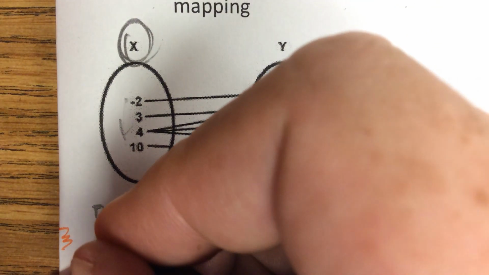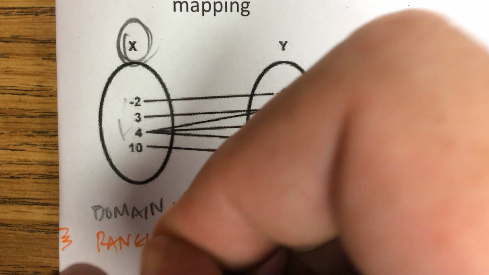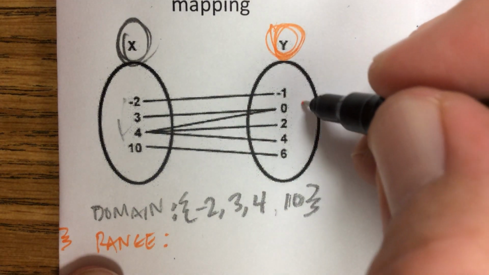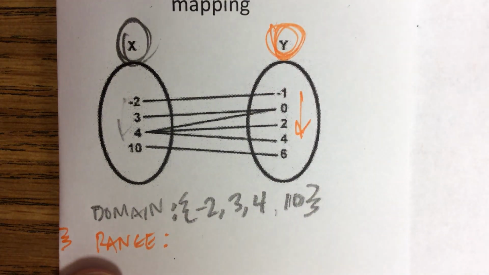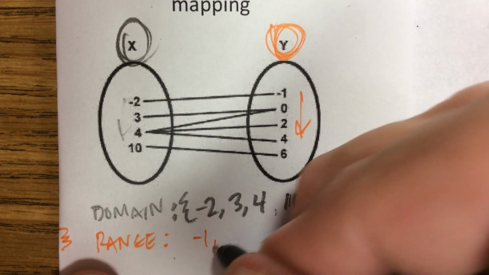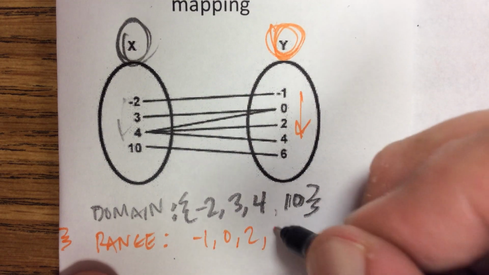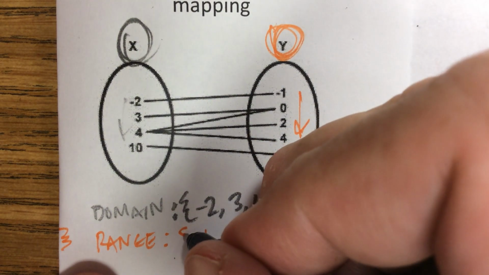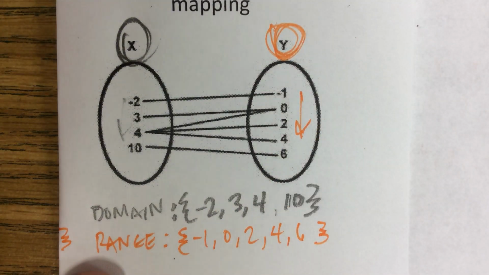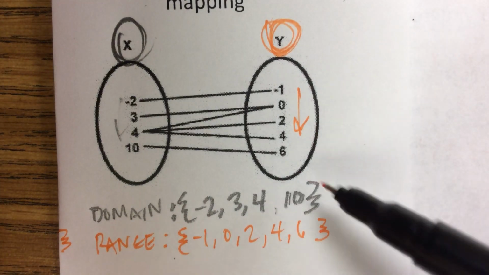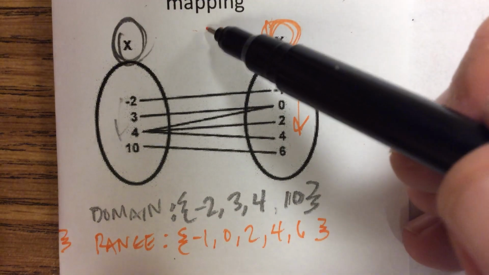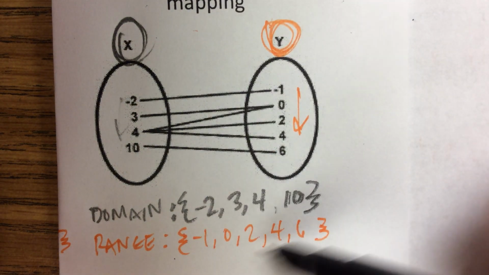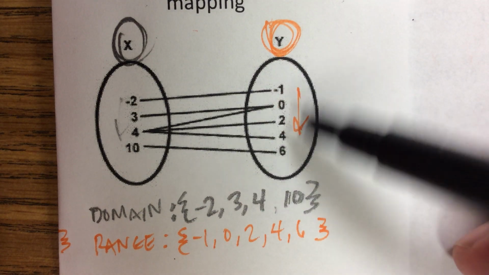For the range, I'm going to take all the y values. Again, already in number order, so I'm just going to write them the way they're listed there. -1, 0, 2, 4, 6. And put the little brackets around it. So these are all the possible x values in this particular relationship. As you can see in the mapping, these are all the possible y values, the range.